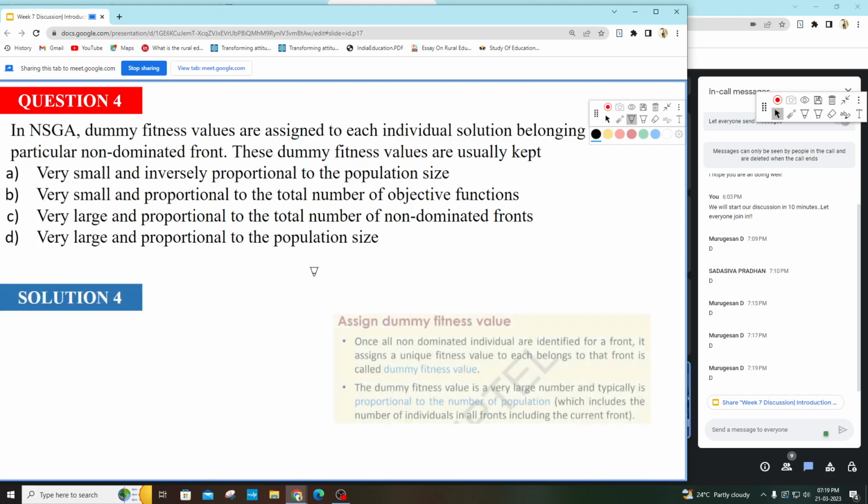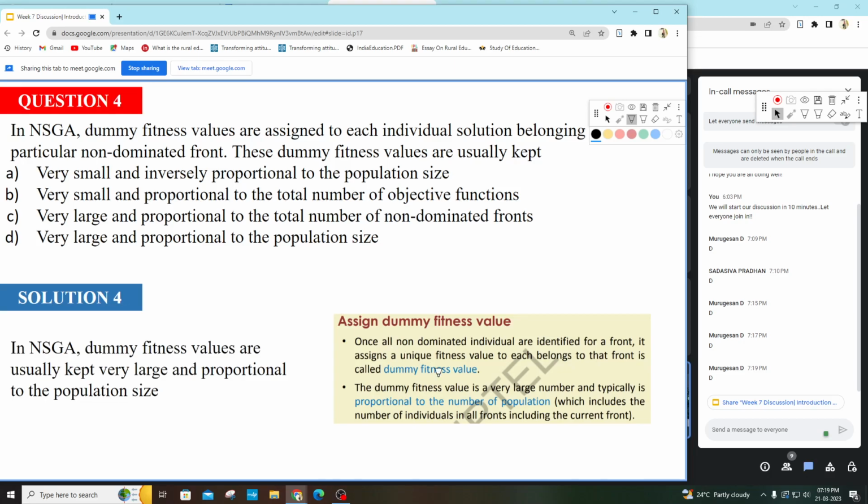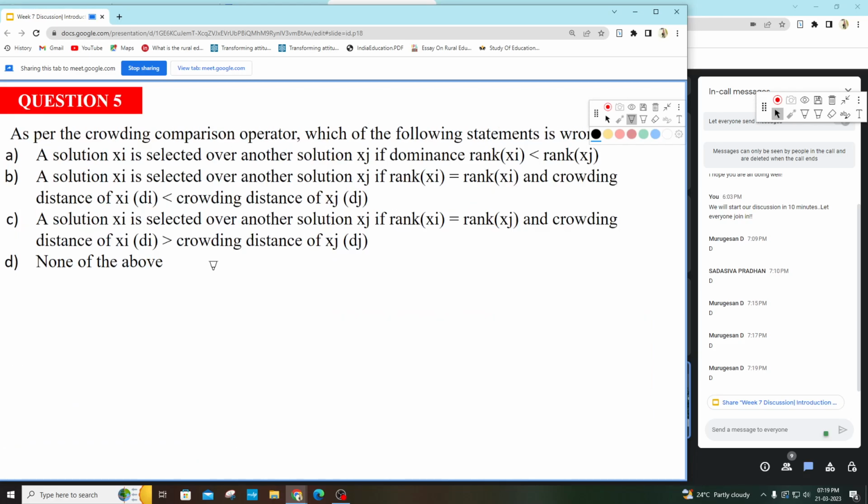So yes, absolutely, the dummy fitness value is a very large number and is typically proportional to number of population. So answer D is your correct answer. Okay. So let's move on to the question number 5.